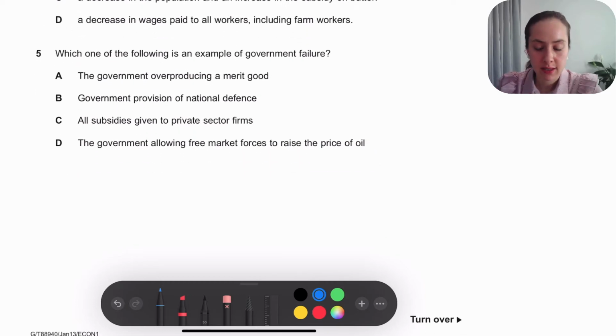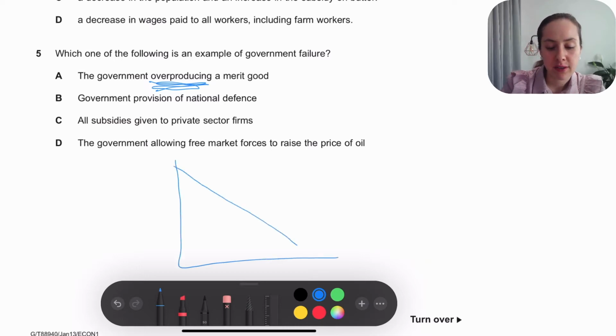Government failure is when the government tries to fix a market failure and actually makes it worse. They create an even bigger welfare loss. So the government's overproducing a merit good. Whether over or under, it doesn't matter what kind of good. If it's just not in the right amount, then welfare will have been lost. It's kind of difficult to explain this briefly, but let's draw a merit good graph. Let's go for it.